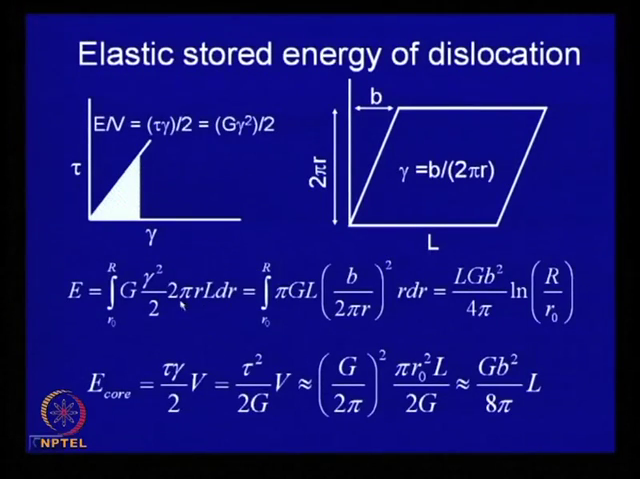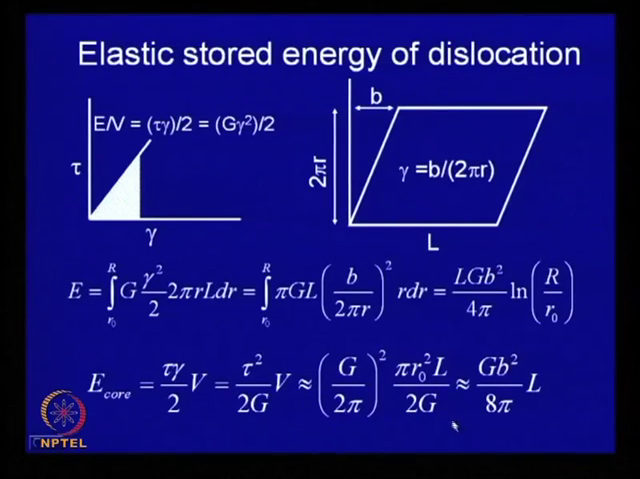So, this twice pi r dr is the surface area, in which this is the stored energy, and here you substitute that expression for gamma, which is over here, and then if you integrate, you get this expression. What is important is that we try to calculate the energy per unit length. If the length of the dislocation is L, that also features here.